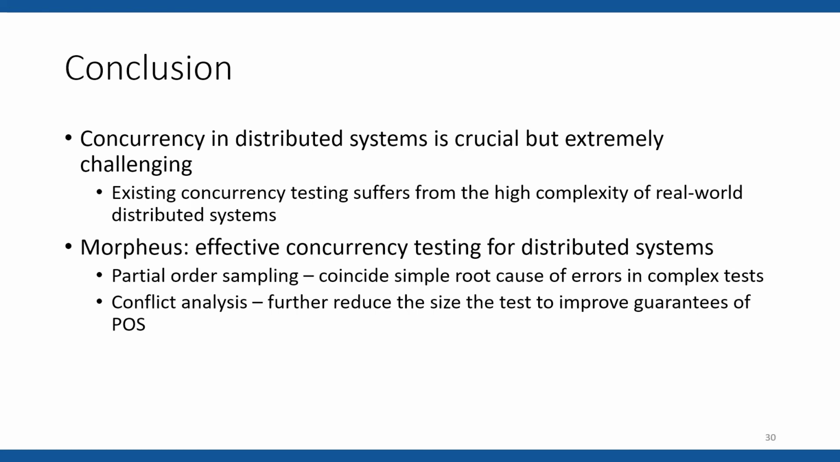To conclude, concurrency in distributed systems is inherently challenging due to the high complexity of design and the large scale of deployment, which further makes the testing hard even for simple errors. To address the complexity, we proposed Morpheus, which uses the combination of partial order sampling and conflict analysis to find real-world errors in complicated distributed systems. Evaluation results showed that our approach outperformed the existing concurrency testing approaches.